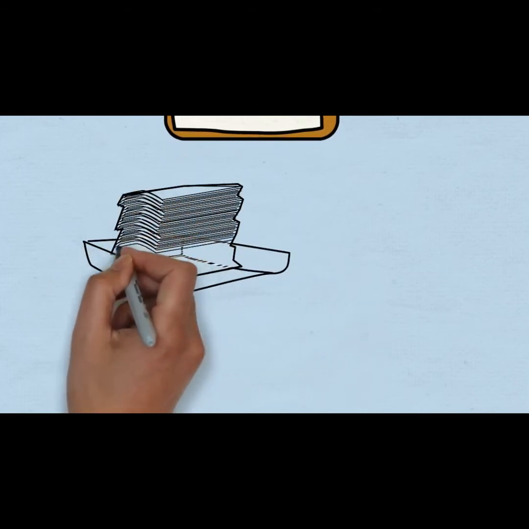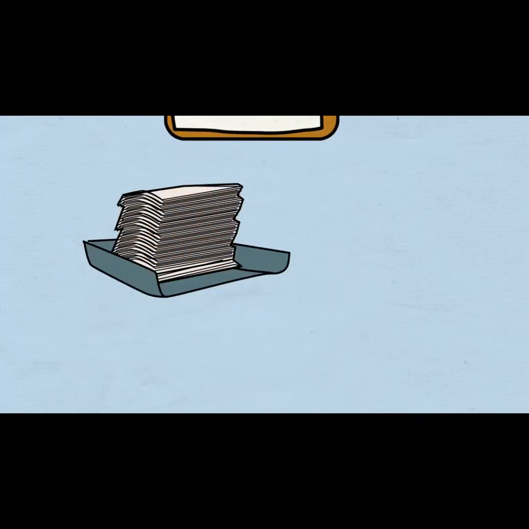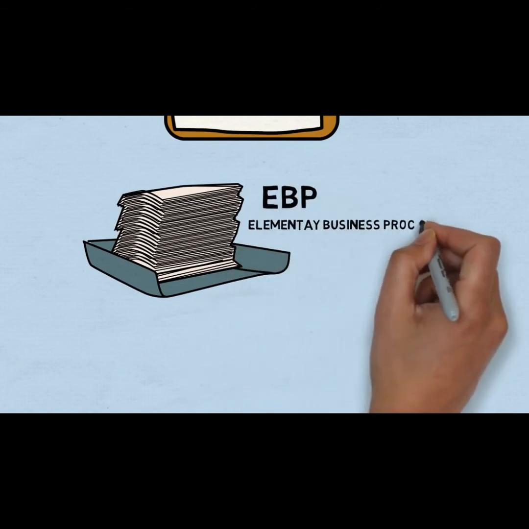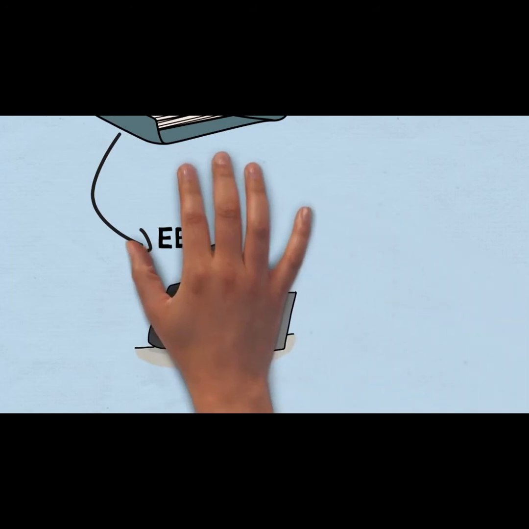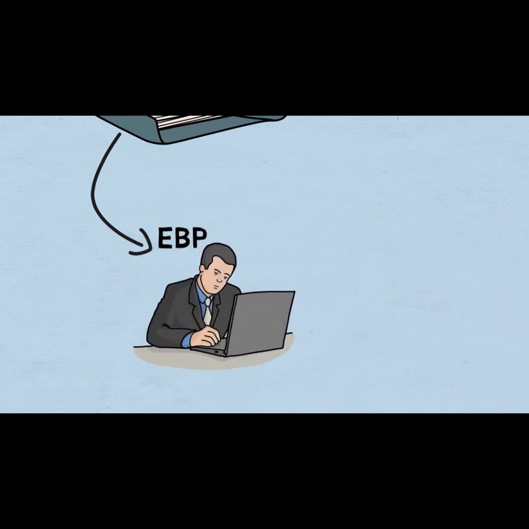Each user has an EBP or elementary business process. This is a task performed by one user in one place and in response to a business event that adds measurable business value and leaves the system and data in a consistent state.